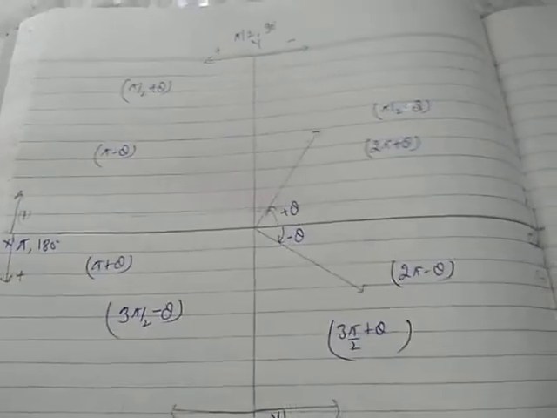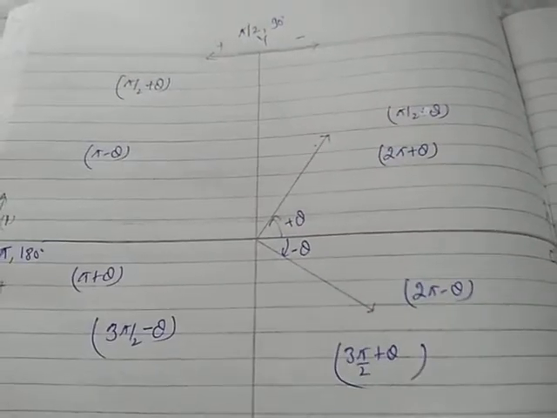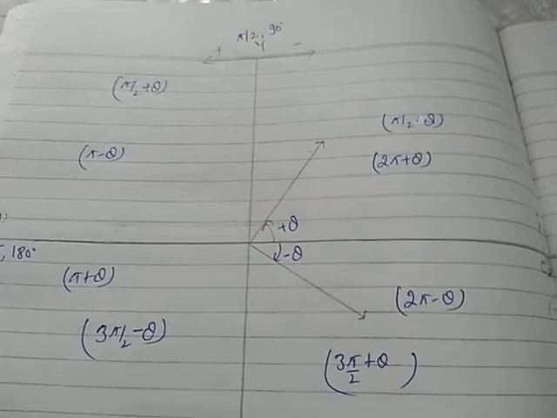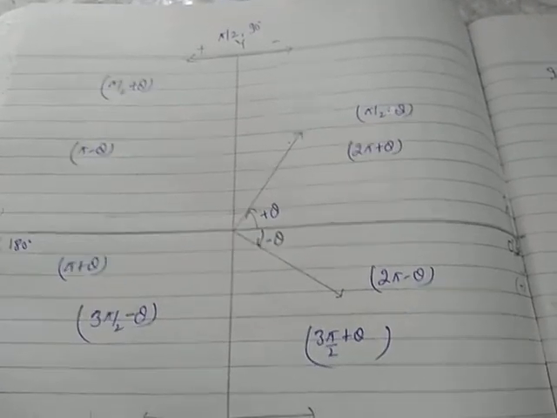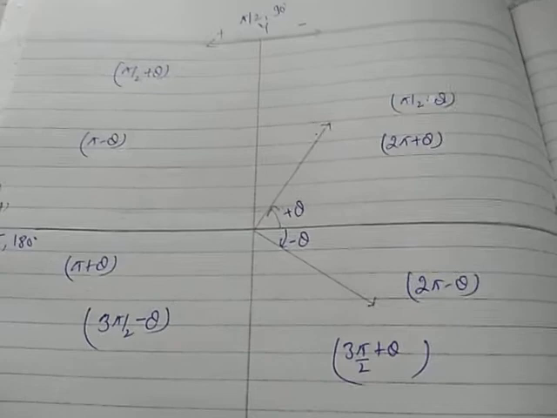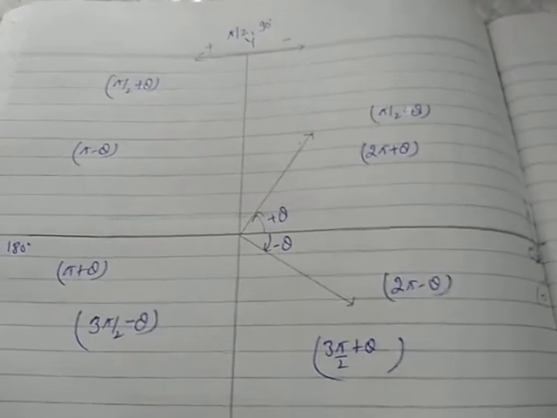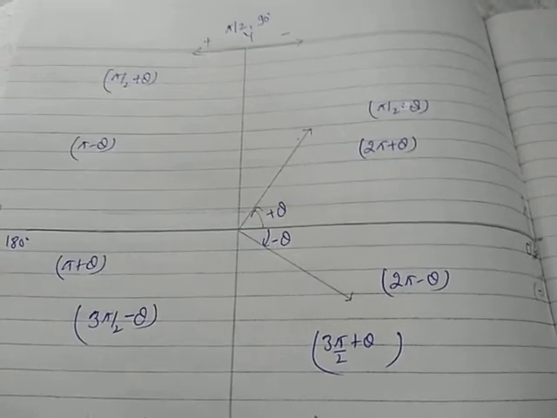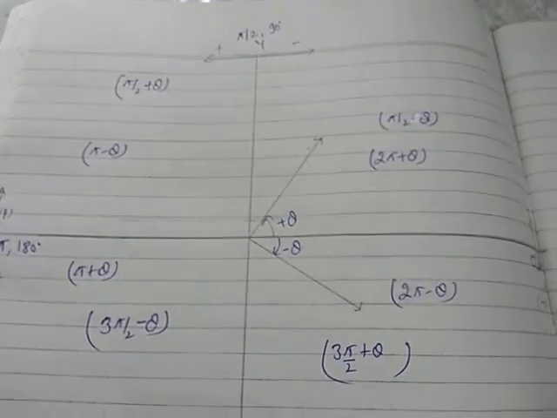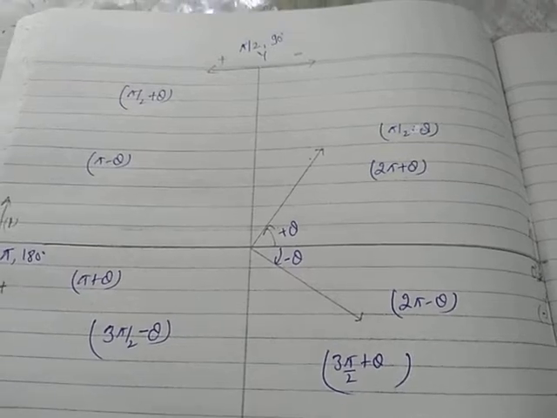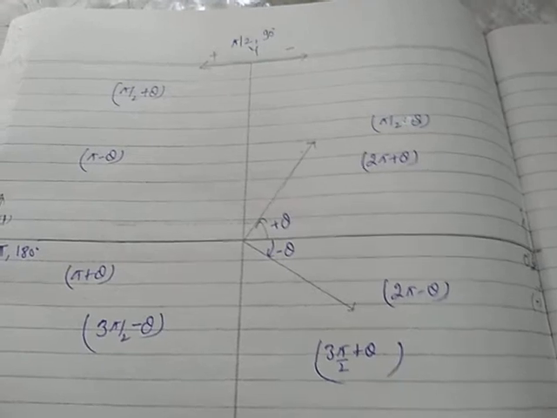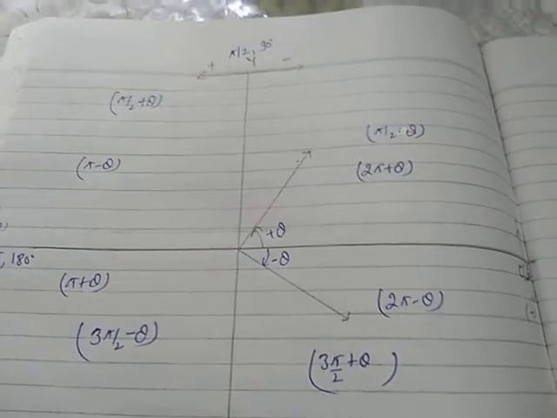Hello children. In the previous video I explained trigonometric functions, periodic functions and the period of a periodic function, and two general forms. When sin theta is equal to 0, then theta is n pi, where n belongs to integers, and when cos theta is equal to 0, theta is (2n plus 1) pi by 2. That means it is an odd multiple of pi by 2, where n belongs to integers.